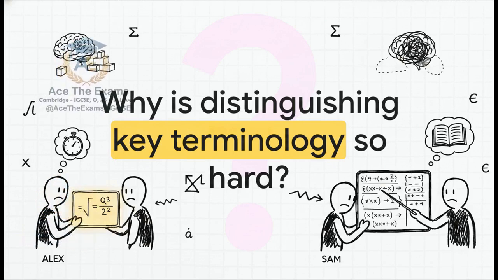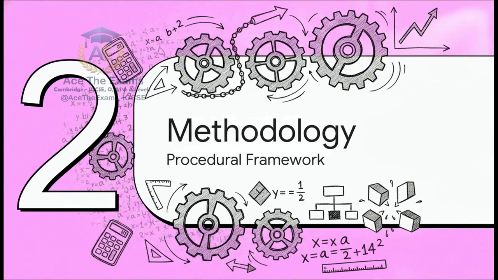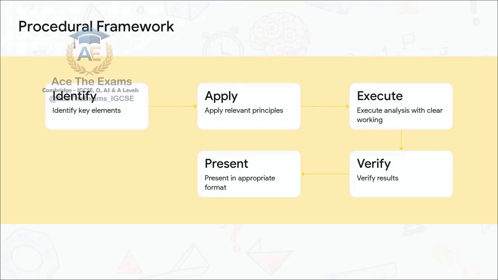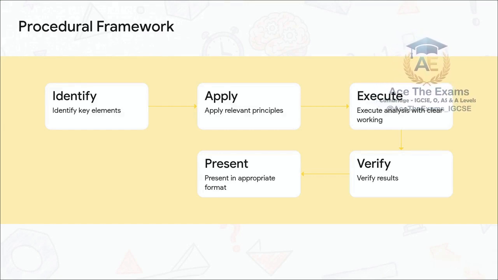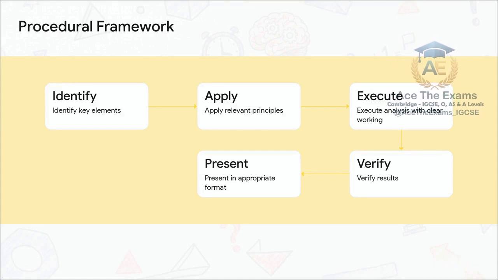Neither approach works. You need a completely balanced strategy. Which brings us perfectly to Section 2, the procedural framework, or as I like to call it, systematizing your math. When you are staring down a high-tariff, multi-part past paper question, you need a bulletproof procedural framework. Let's walk through a concrete example.